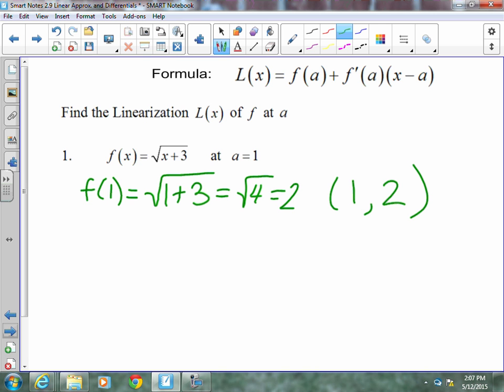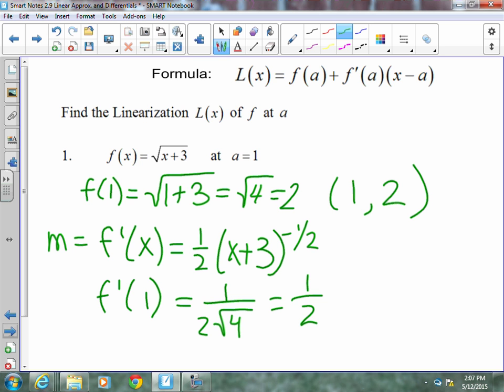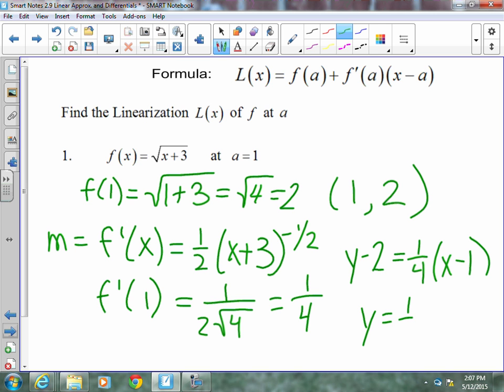Now to get the slope, we first need f prime of x, which is going to be 1/2 times x plus 3 to the negative 1/2. When we plug in our 1, so we can find the slope at this particular point, we get 1 over 2 times radical 4, or 1/4. Remember, you can pause and write these down at any point. So we have our point, 1, 2, and our slope, 1/4, so y minus 2 equals 1/4 times x minus 1. And when we simplify, we end up with 1/4 x plus 7/4.